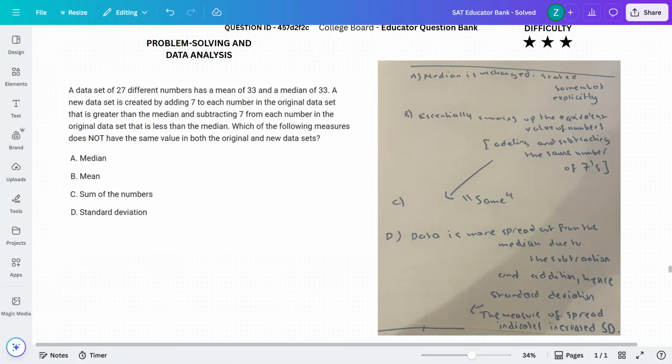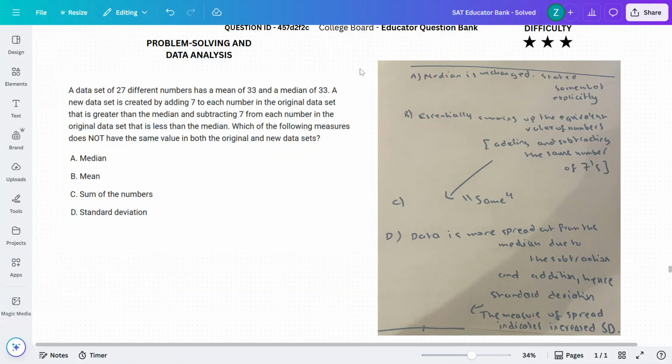A new data set is created by adding 7 to each number in the original data set that is greater than the median and subtracting 7 from each number in the original data set that is less than the median. Which of the following measures does not have the same value in both the original and new datasets?